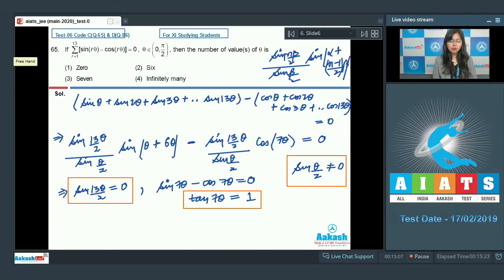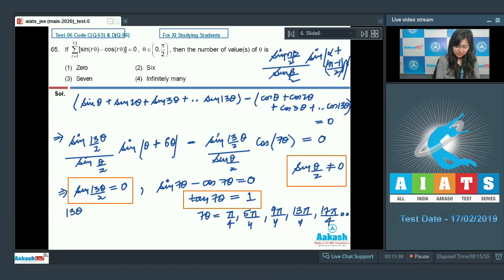So let us now check the number of solutions. From here we get that 7 theta is either equal to pi by 4, that is in the first quadrant, or third quadrant, that is pi plus pi by 4, that is 5 pi by 4, or it can be 5 pi by 4 plus pi, that is 9 pi by 4, or 13 pi by 4, or 17 pi by 4, and so on, right? And from here we will get that 13 theta by 2 is either equal to 0, but 0 is not in the given interval. So next it can either be pi or 2 pi or 3 pi or 4 pi and so on, right?